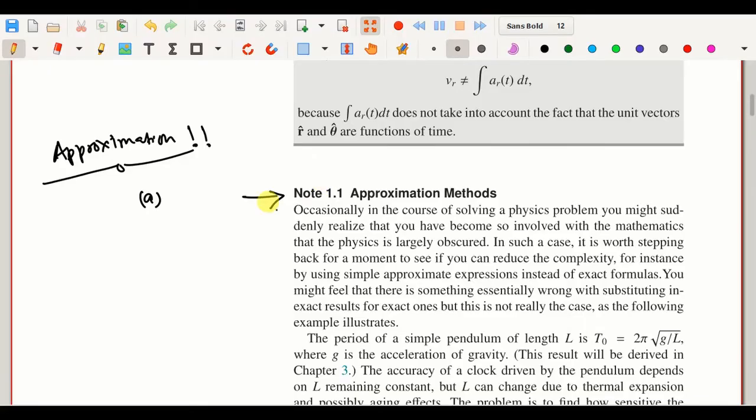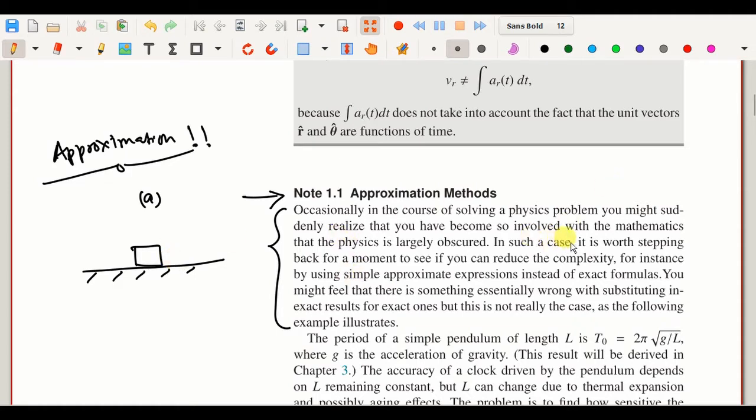So let us first study how to apply this approximation method. Occasionally, in the course of solving a physics problem, you might suddenly realize that you have become so involved with mathematics that the physics is largely obscured. It means that in physics, whatever you want to understand about nature, you have to do mathematics, and mathematics will guide you about the realistic situation, how things will evolve.